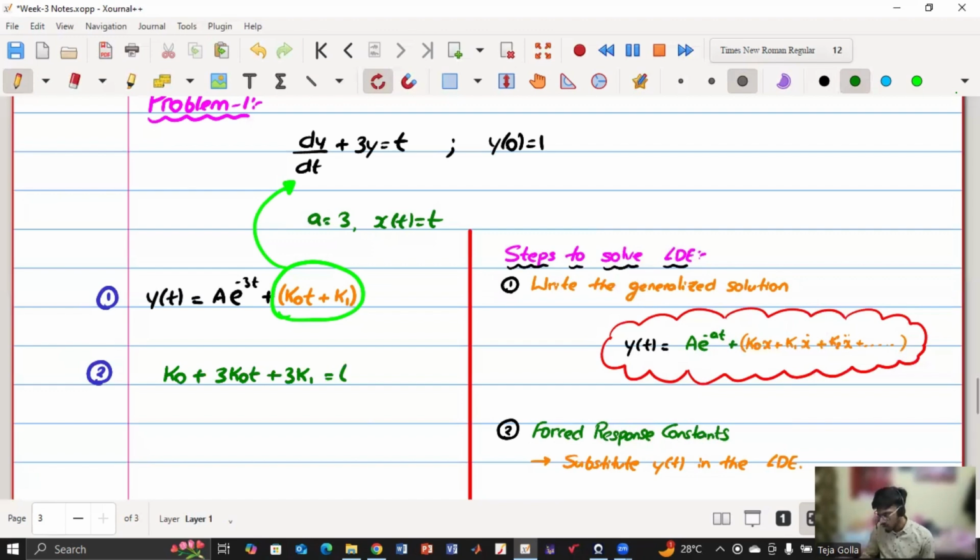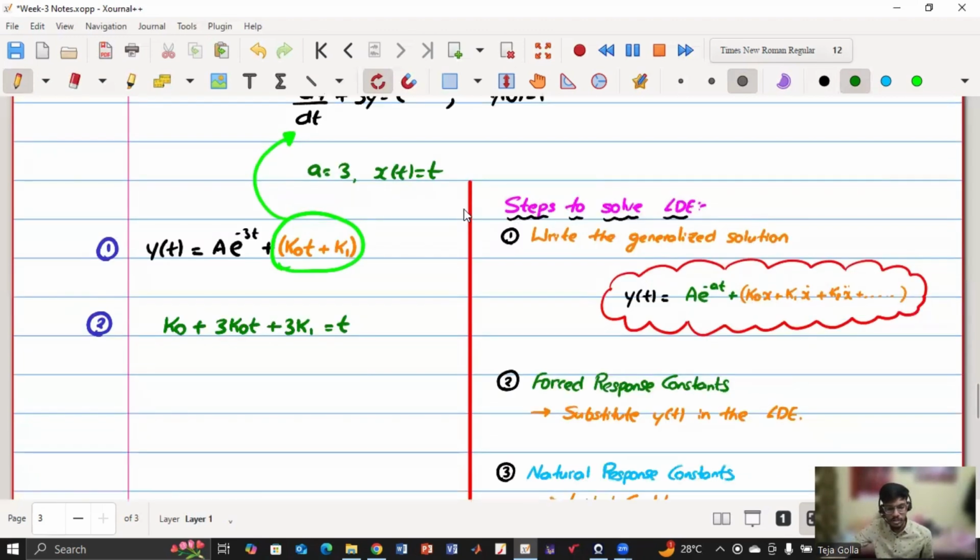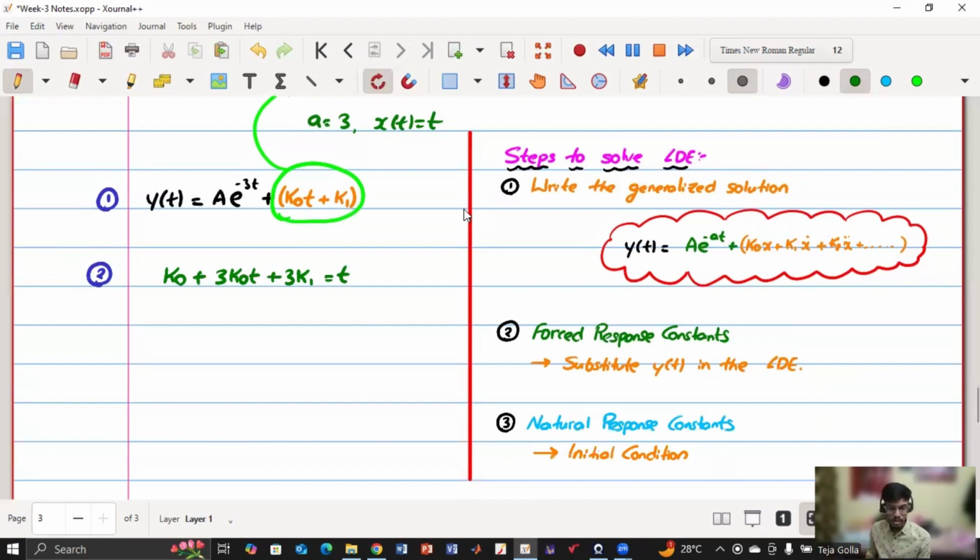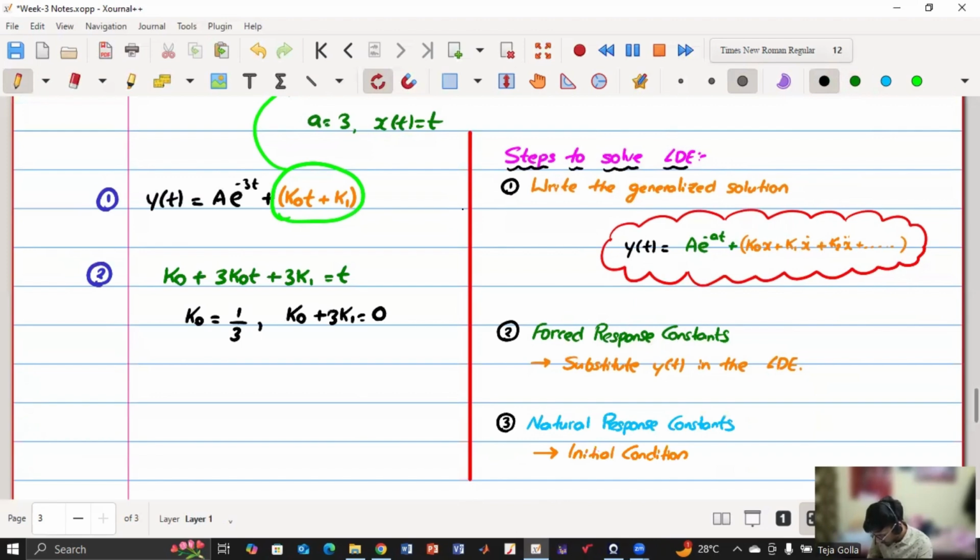Yes, very good. So now we'll compare the coefficients. I'll compare the t term with the t term, and then the rest with 0. Once I do that, I'll get the value of k naught. 3 k naught is equal to 1, so k naught is 1 by 3. Now k naught plus 3 k1 is equal to 0. So what is the k1 value?